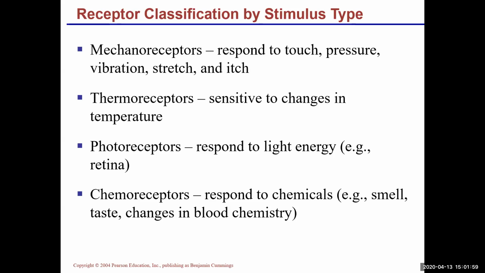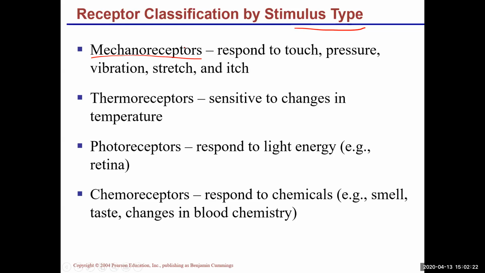Similarly, for the receptors, we want to be able to classify them so that we can study them. One way of classification is based on the stimulus type. How do they get stimulated? These are as follows: mechanoreceptors.